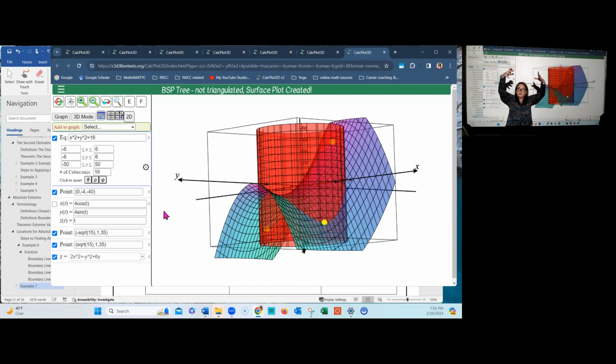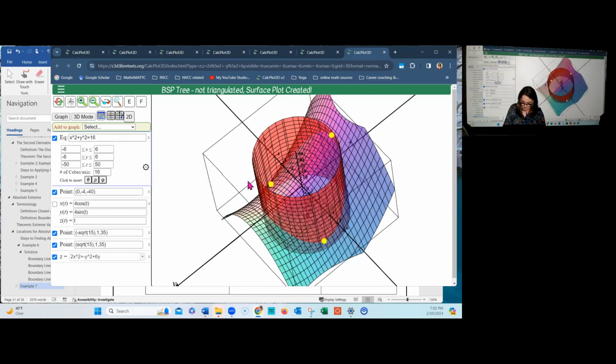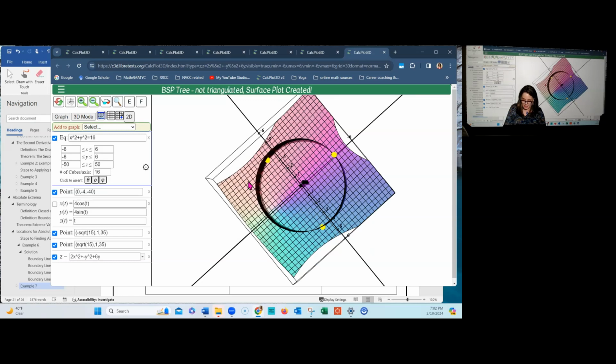I'm taking this tube, like a toilet paper tube, and I'm cutting through this other surface. When I cut through the other surface, I only get the part in between. I'm getting the part that, if you rotate it this way, I'm getting that part right there, cut out of the surface. And I'm trying to find the maximum z value and the minimum z value inside that circle. That's what I'm doing.